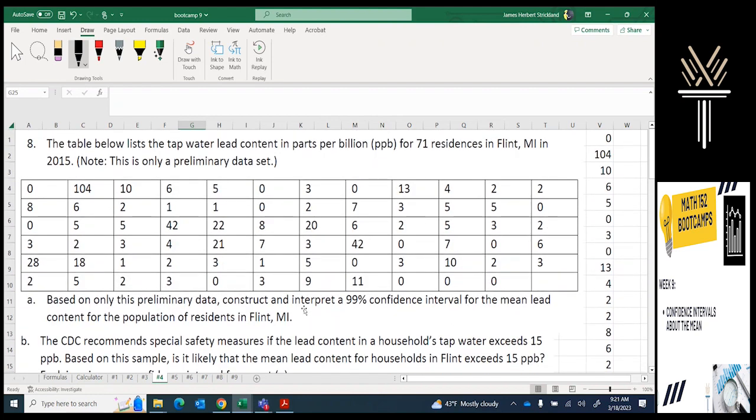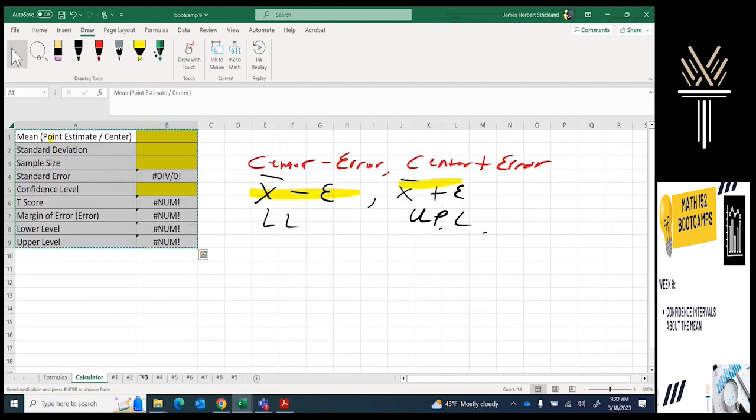Okay. So we start at A. I hope you're starting at the question. You'll immediately know what to do. We're going to find a confidence interval for the mean. So we're going to go grab our calculator, copy.